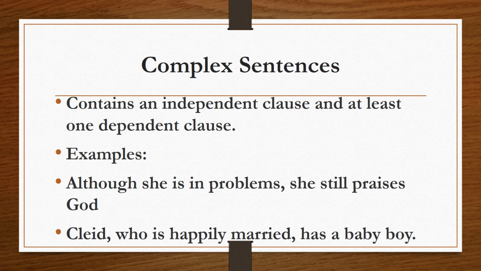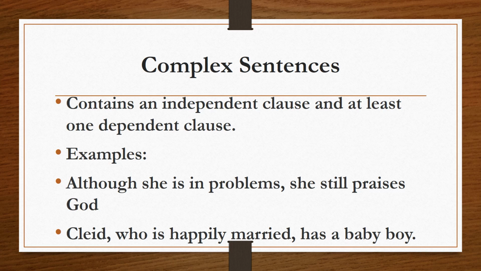So in other words, the dependent clause here is, although she is in problems. You can see that it doesn't make complete sense. Then the independent clause is, she still praises God. You can see that this one is an independent clause. In other words, we are saying that it's a standalone. It can be a simple sentence as it is. She still praises God. Full stop, and then it makes sense.